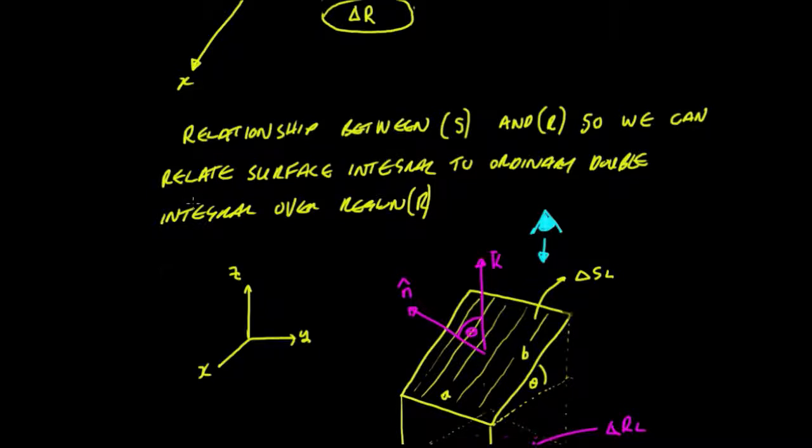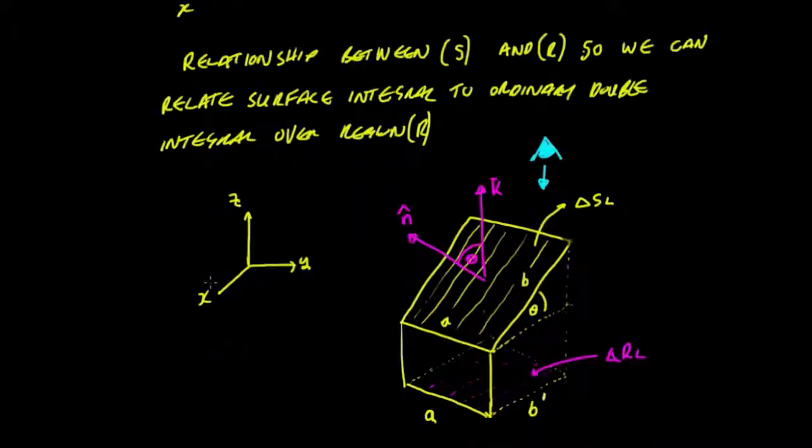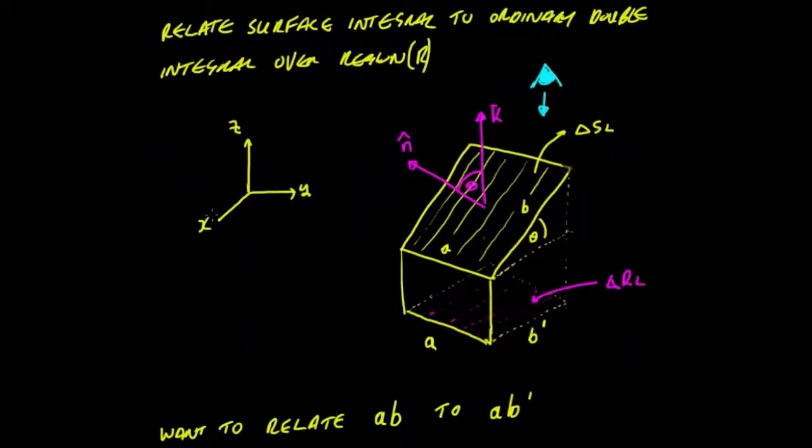So what we're looking for is a relationship between s and r, so that we can relate the surface integral to just an ordinary double integral over some region r. So again, let's take our x, y and z coordinates, and let's draw out a surface here. So you can see these yellow lines here. I've just drawn out one particular surface, and we say that the area of that surface is going to be the length there, a, multiplied by the breadth there, b. So the area delta SL is just going to be a times b.